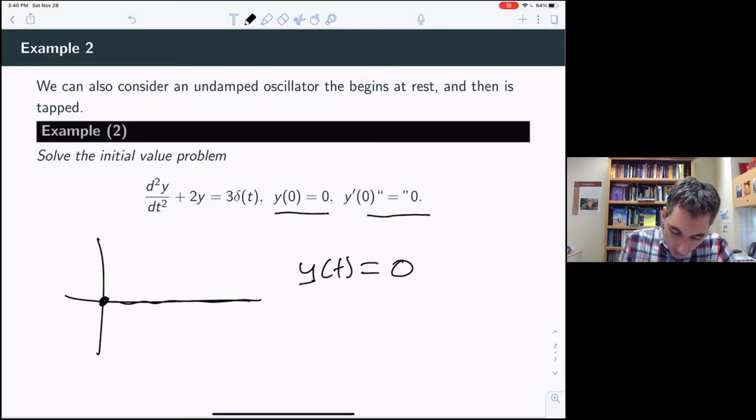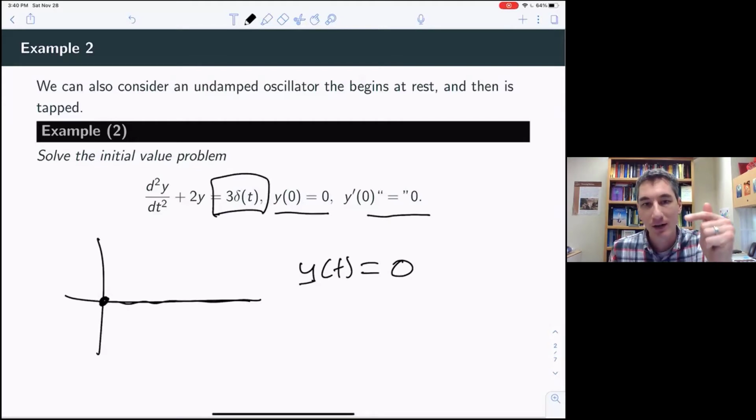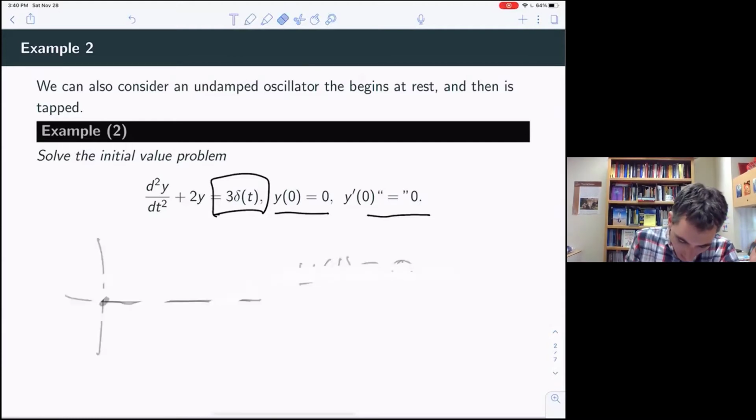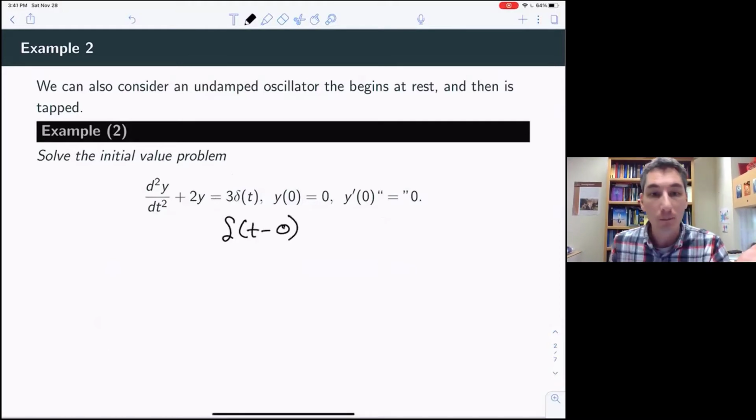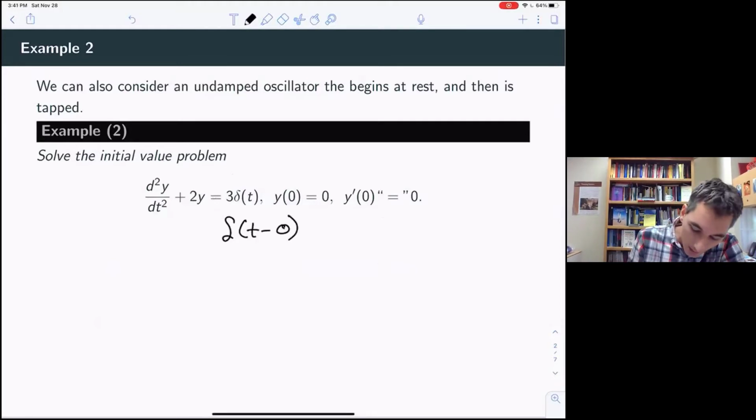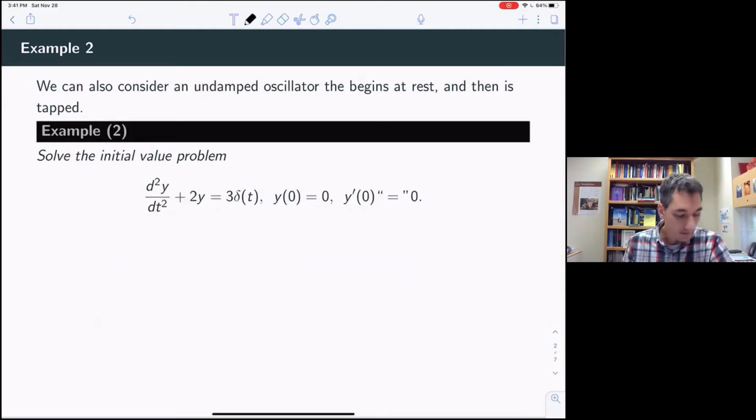What's going on here, though, is they're saying, no, you've actually tapped it with a hammer at time equal to 0. So they're sort of pretending that it was at rest and then it was impulsed with a hammer to get it going. And that's going to be kind of an interesting little idea here. So they're giving us the Dirac. You might write this as Dirac t minus 0 if you wanted to. Okay, so let's run this through the Laplace transform to try to solve it.